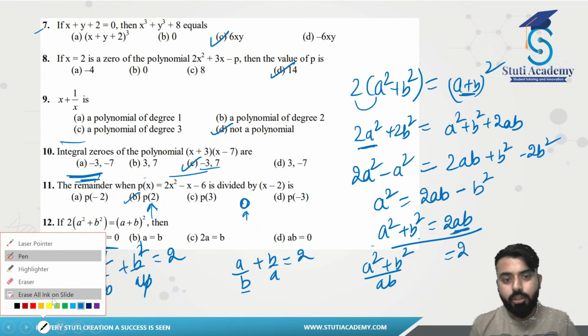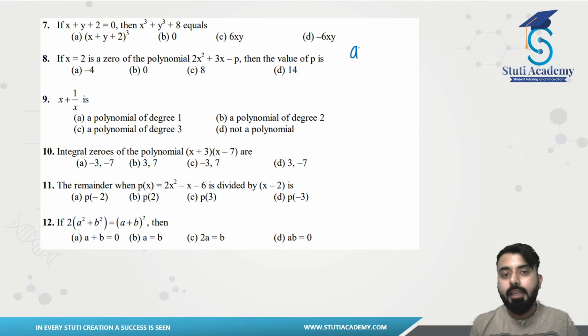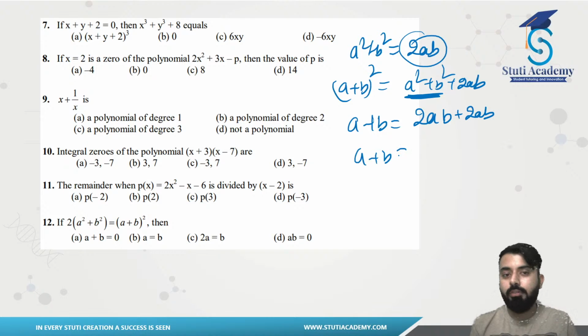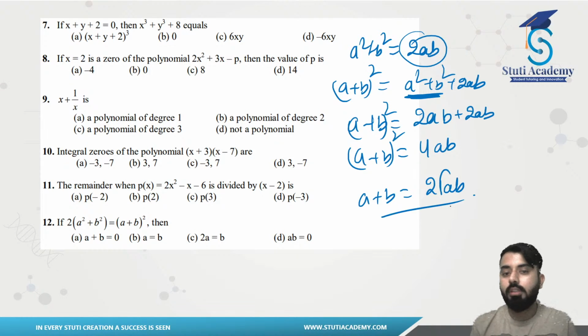Let's just put it here. We have what? We have this one. A square plus b square, that will be equal to 2ab, right? So if I use a plus b whole square, that will be what? A square plus b square plus 2ab, right? And a square plus b square itself is what? It is 2ab. So a plus b, it will be what? 2ab plus 2ab. So you guys see, a plus b will be what? It will be 4ab and its whole square, right? So a plus b will be what? It will be 2 square root ab.